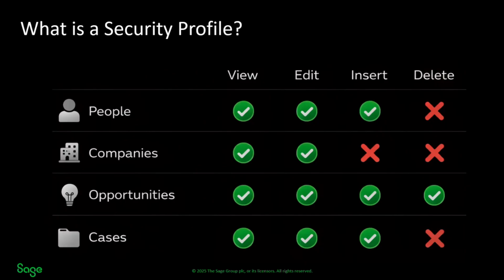And so this might be your expression. Here you could see that if this was your security profile, you can't insert a company, you can't delete it, but you can, in fact, view, edit, and insert people. You can view and edit companies, do all actions on opportunities, and view, edit, and insert for cases, but you can't delete. So that's a hypothetical example of a security profile.